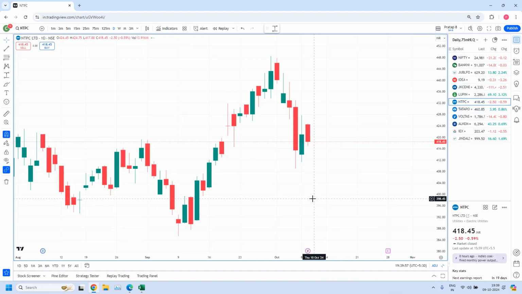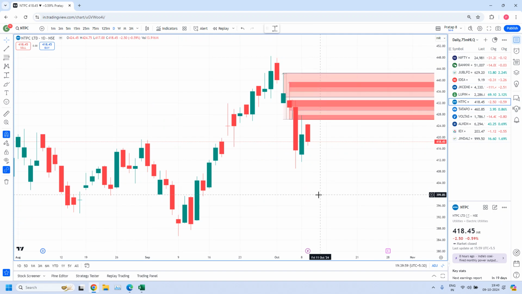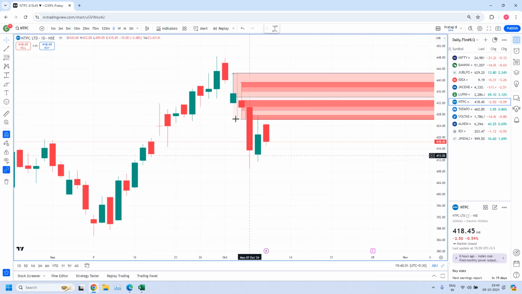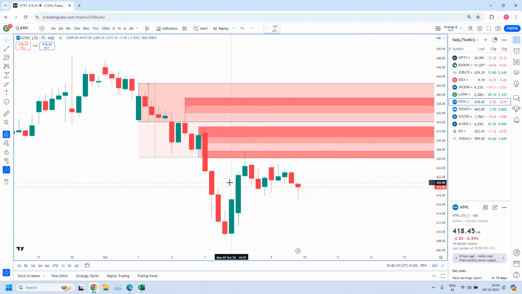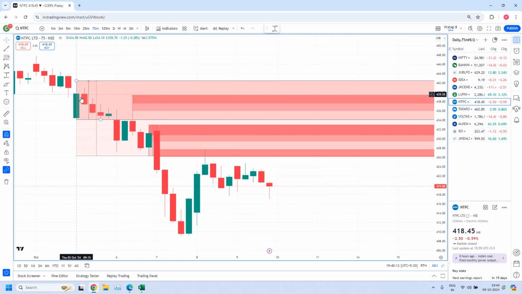And the NTPC. We have a drop, 2 base candles and a drop. Multiple order flows are there here. NTPC, 75 minutes. Rally, 1, 2, 3, 4 base candles and a drop. Again here you have a drop, 2 base candles and a drop.